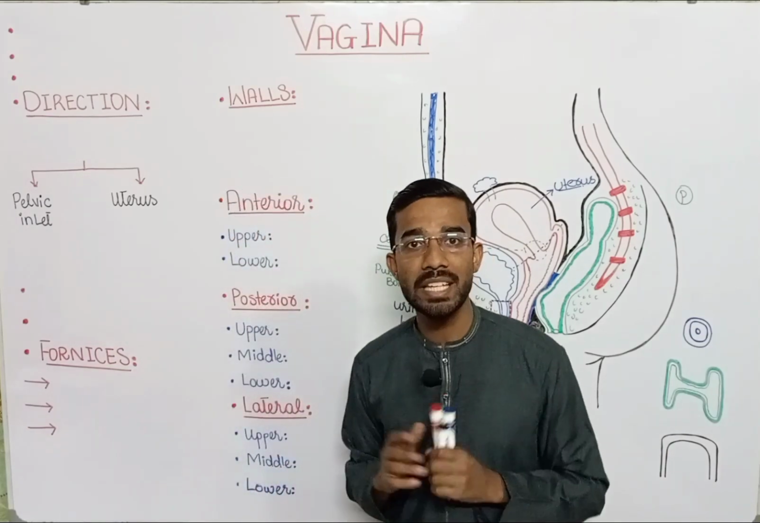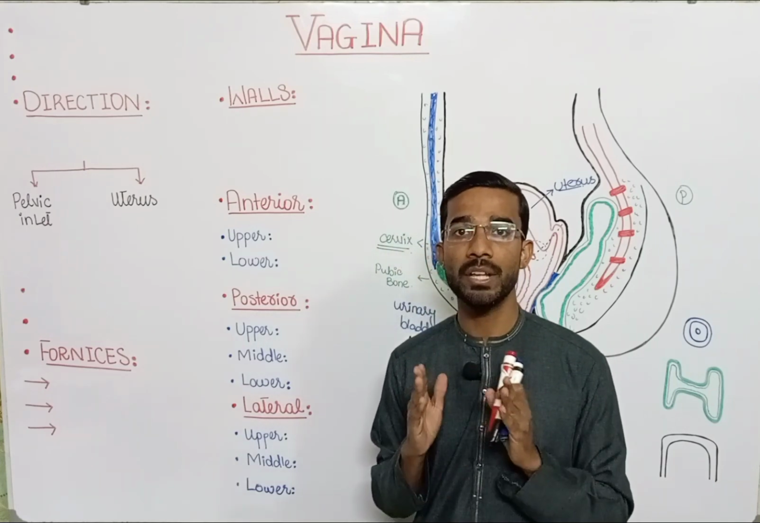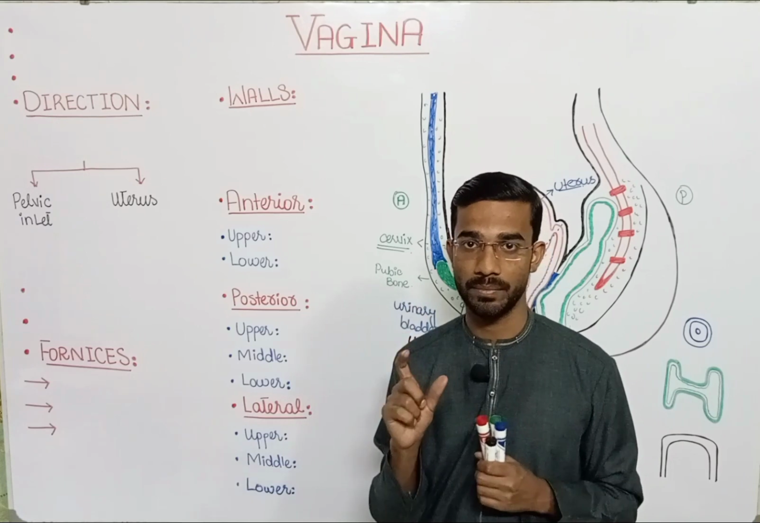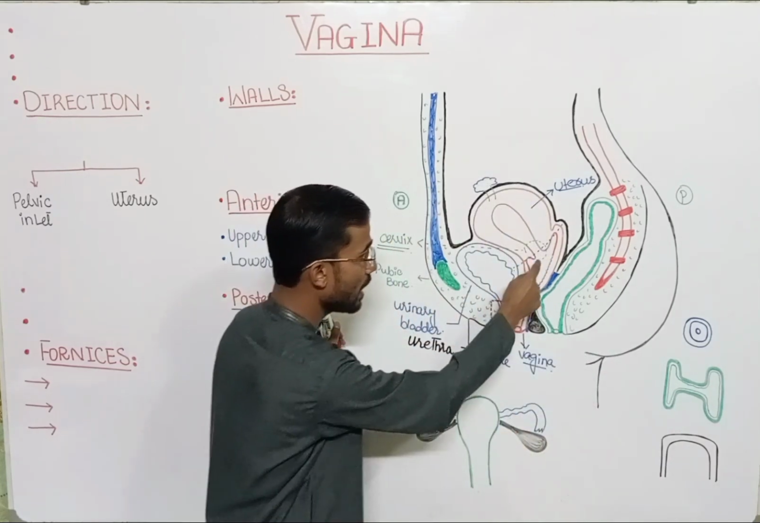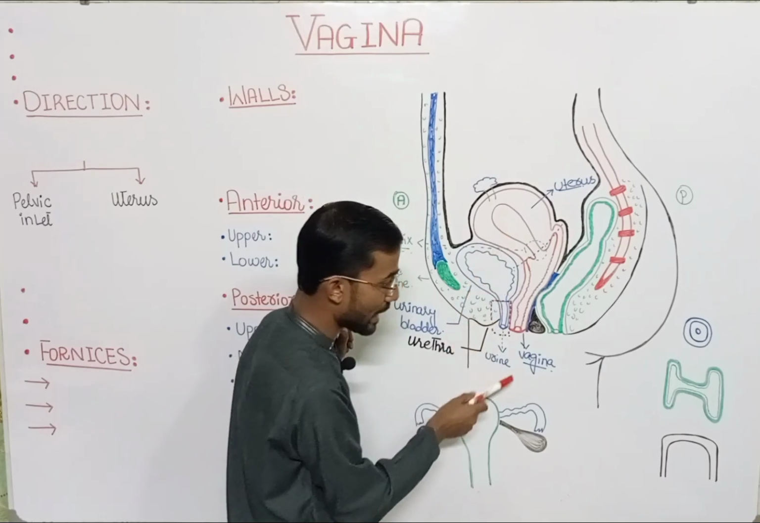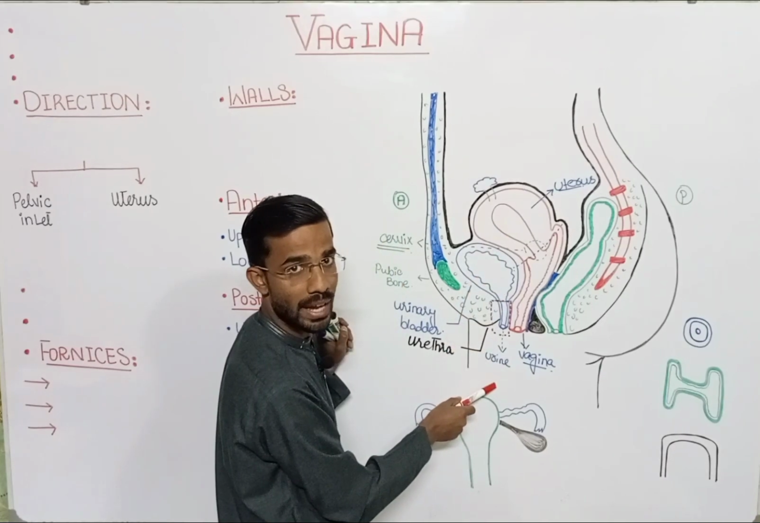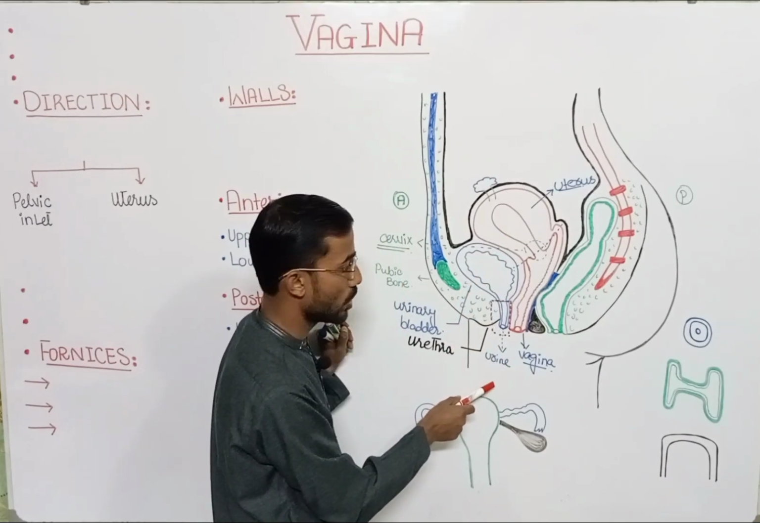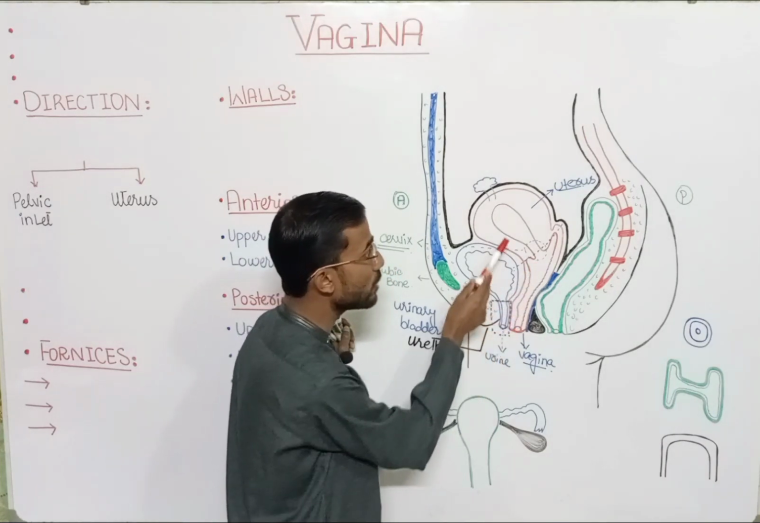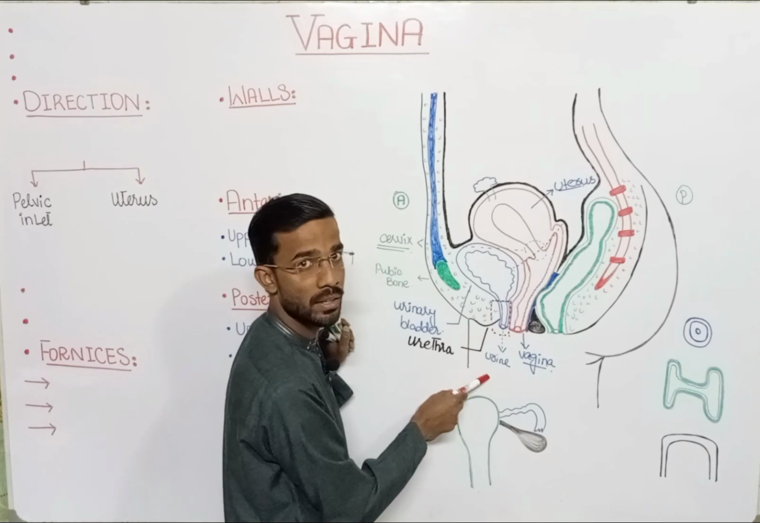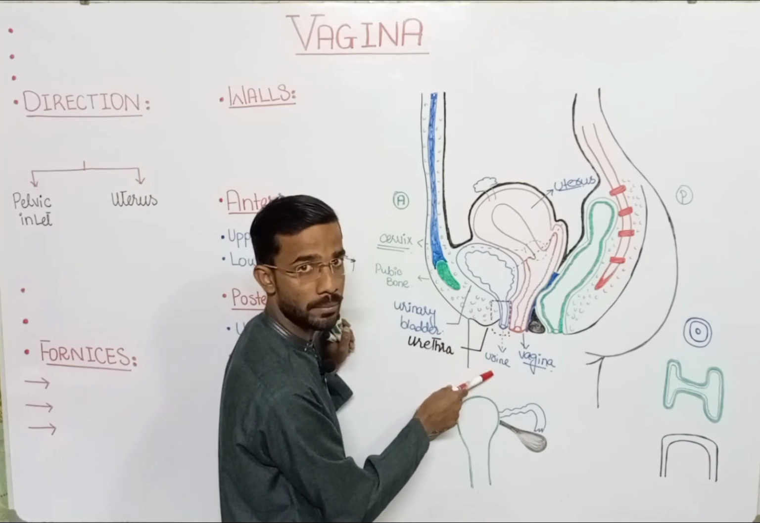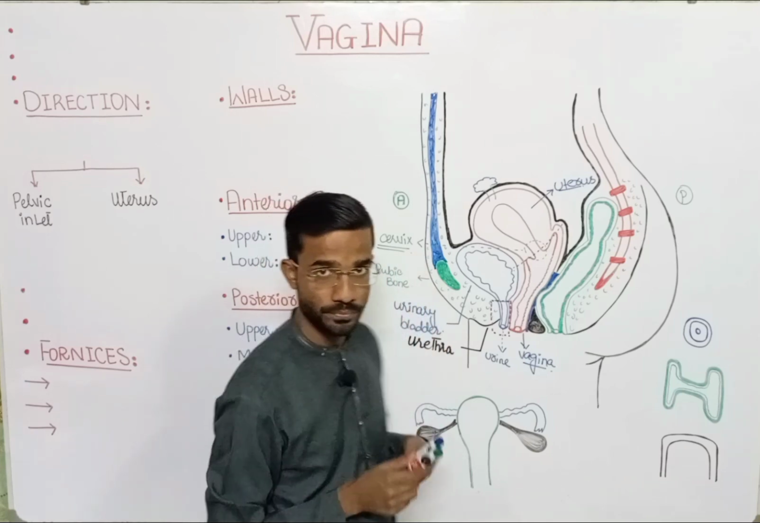The vagina is basically a fibromusculomembranous channel. This is a channel that connects the uterus with the exterior, the external introitus. So this is the main point. The vagina is a channel that connects the uterus with the vulva, or you can say the external part of the body. So this is one point.